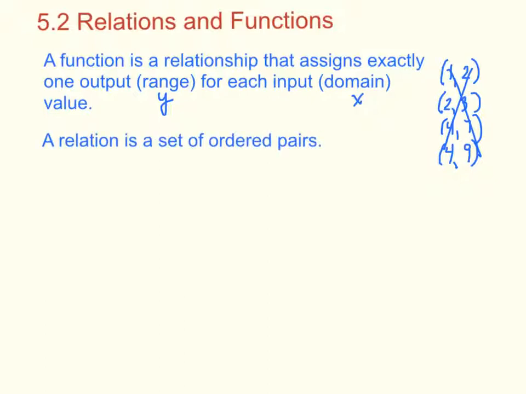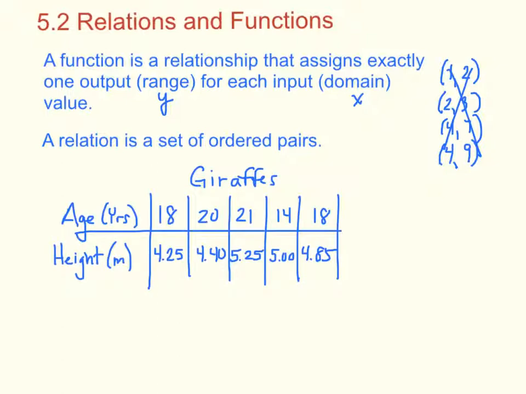The second vocab word is called a relation. A relation is a set of ordered pairs. So for example, if you look at the chart below where it says giraffes, where we compare age and years, the ordered pairs below form a relation, and that relation represents this: age and height.